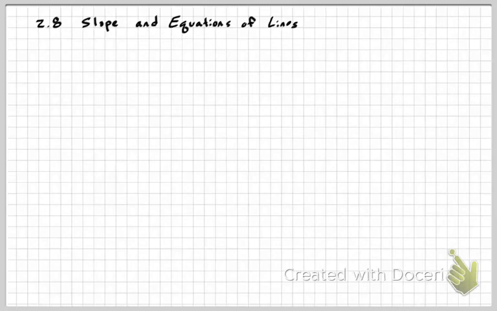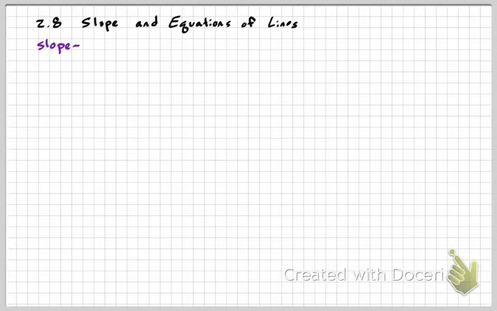What is up, everybody? So for 2.8, we're taking it back to Algebra 1 and just reviewing slope of lines, equations of lines, how to graph them, how to find the equations, and all that good stuff. So without further ado, here we go.